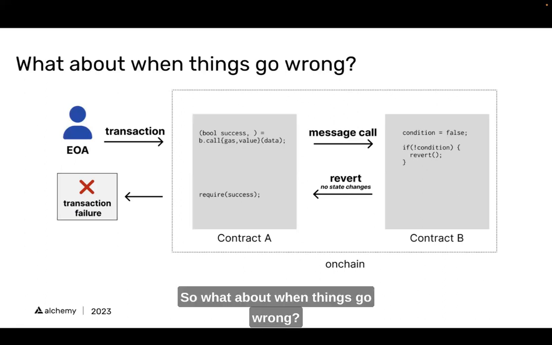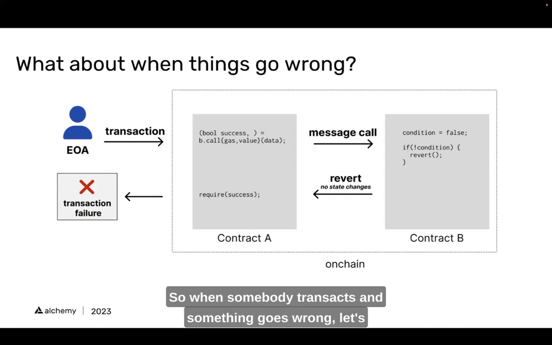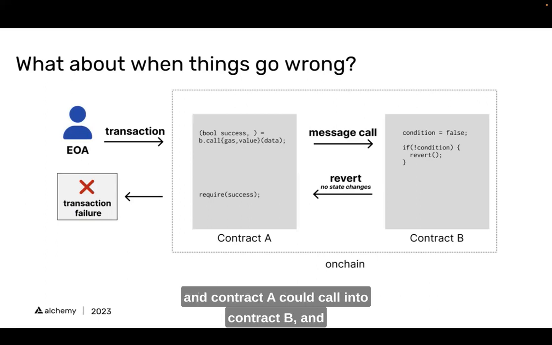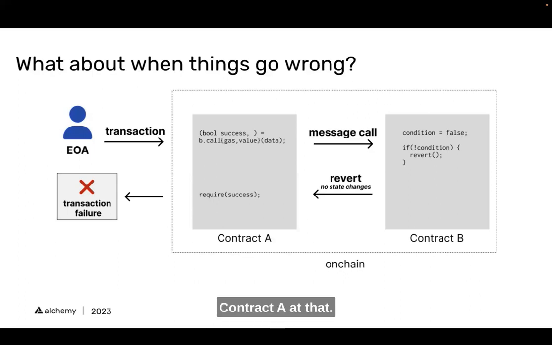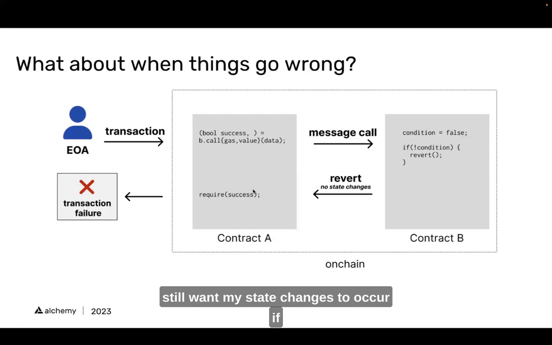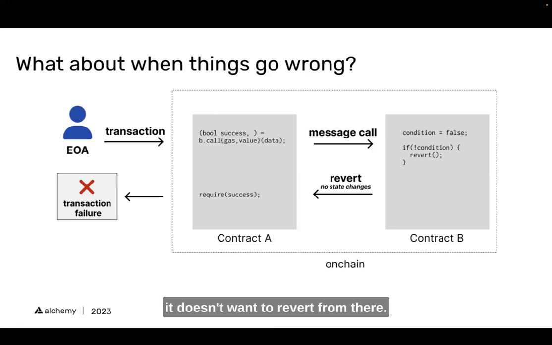So what about when things go wrong? You may have heard this idea of a transaction failure or a transaction revert. So when somebody transacts and something goes wrong, let's say they don't have permission to do whatever they did, you could do a transaction into contract A, and contract A could call into contract B, and contract B could say, no, this is not okay. And contract B, whatever state changes happen in contract B, if it calls a revert, it will actually revert those state changes, and those state changes won't occur. Contract A at that point does have the ability to say, I still want my state changes to occur if it doesn't want to revert from there.